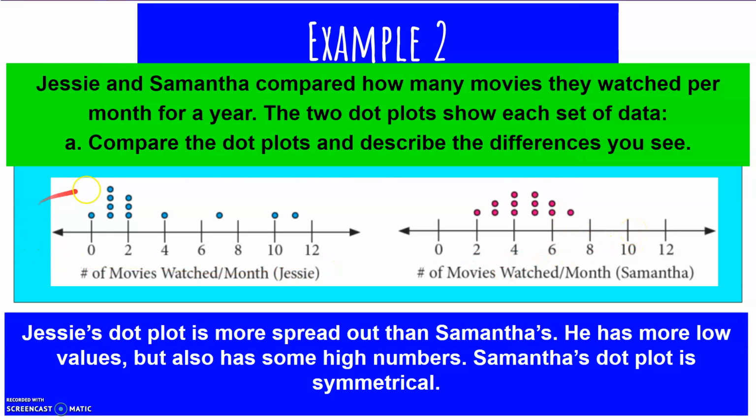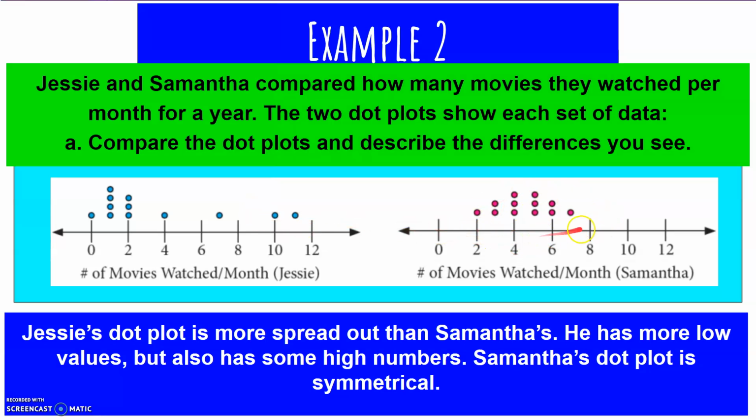Jesse's plot is a lot more spread out than Samantha's. Look at that. He goes from 0 all the way up to 11. He has a lot more low values, so he had many more months where he only watched 1 or 2 movies. But he also has some very high values. So there were a couple of months where he watched 10 or 11 movies.